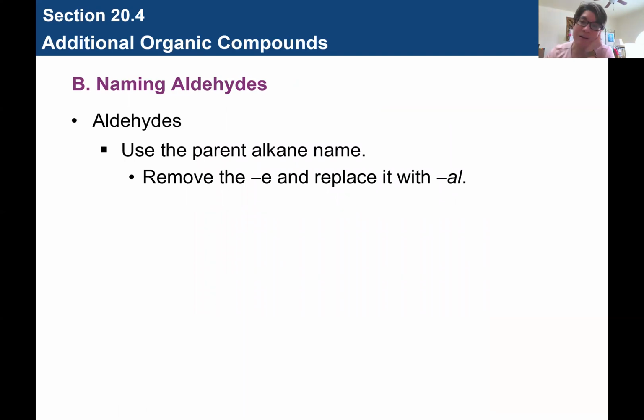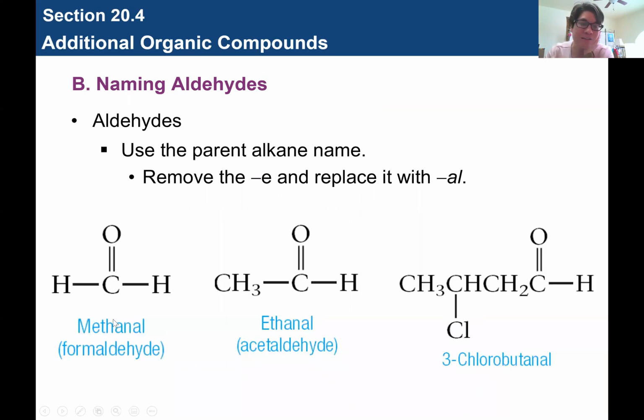You just name the parent chain, and then you take off the E and replace it with an AL. With alcohols, we replaced it with an OL. Aldehydes, you replace with an AL. Make sure you're writing neatly. This is our simplest one. If you turn this into an aldehyde, like if this was our methanol, you just make this a double bonded O, just one O there, and it would be methanal. This one would be ethanal, and this one is chlorobutanal.